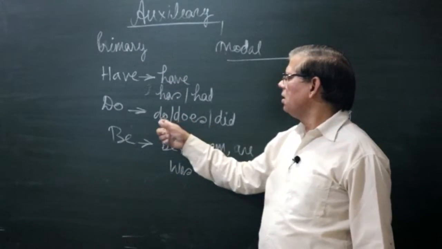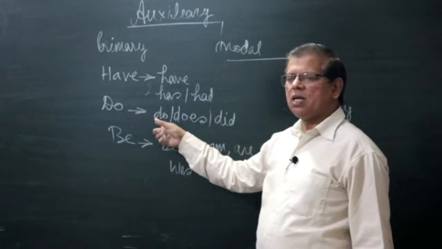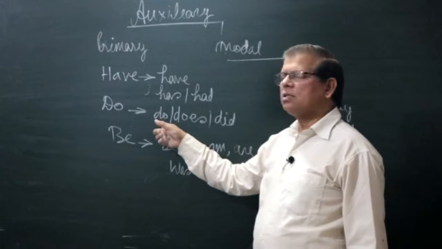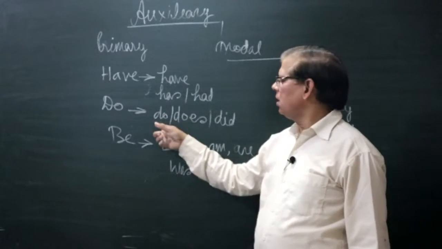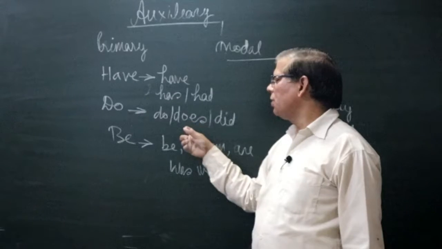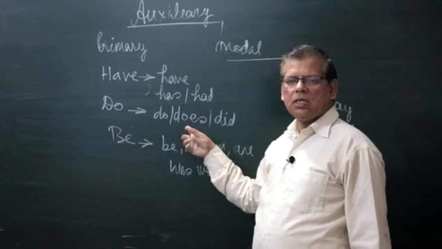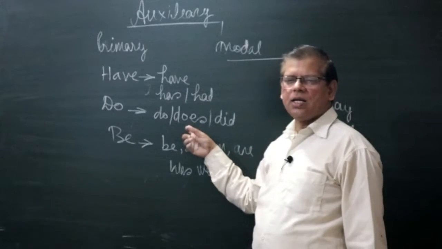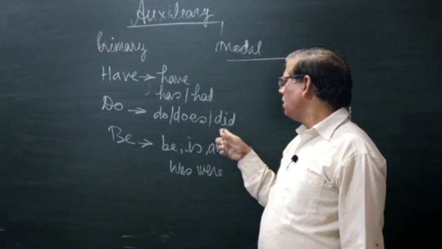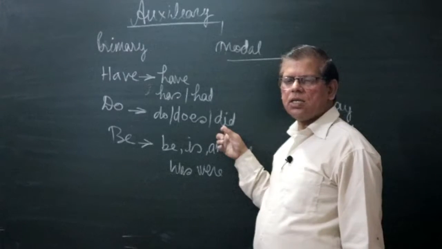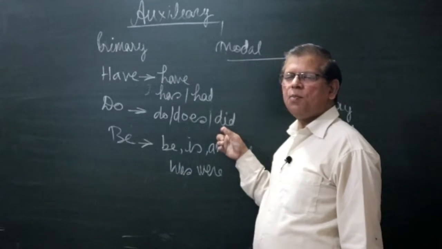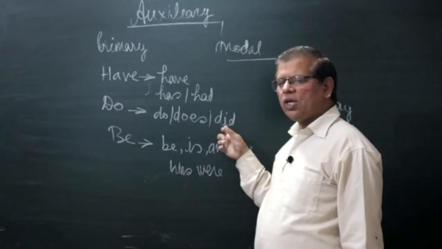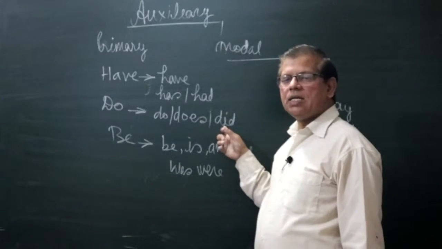In the same way, I do my work, do is main verb. He doesn't tell a lie, tell is main verb, does is auxiliary. He does his work, does is main verb. He does not write two letters, does is auxiliary and write is main verb. He did his task in time, did is main verb. He did not go there, go is main verb, did is auxiliary.